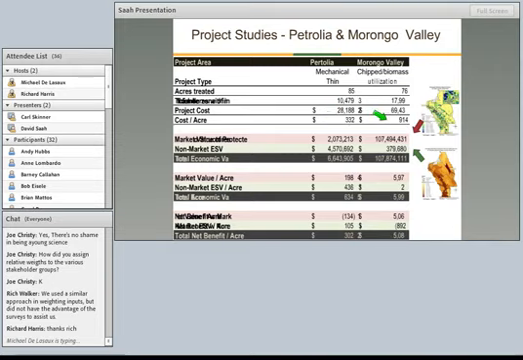In one case, and 18,000 acres in another case. The project cost for Petrolia was about $28,000 versus about $70,000 for Morongo Valley, which gives you a cost per acre of $332 versus $941.